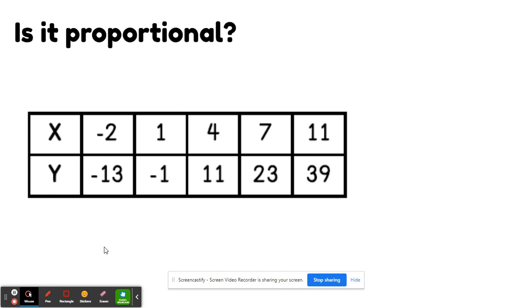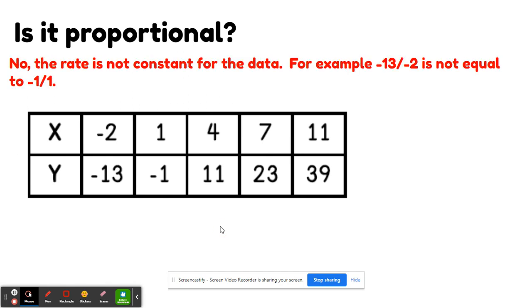Okay, go ahead and check this one and see if it's proportional. This is not a constant rate for the data. There is no constant rate, so no, this is not proportional. For example, if I do negative 13 divided by 2, I am not going to get the same answer as if I do negative 1 divided by 1, because negative 13 divided by 2 is 6.5. Negative 1 divided by 1 is not 6.5, so we won't have the same rate for all of those numbers.